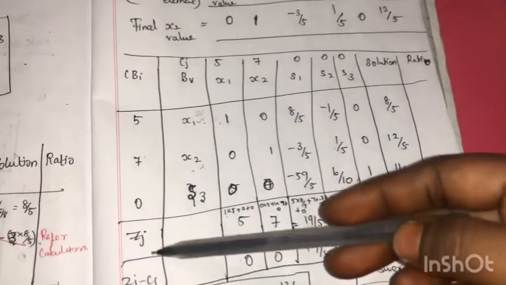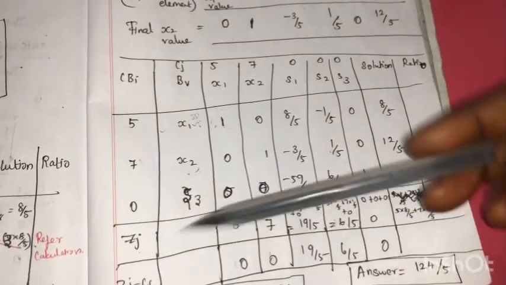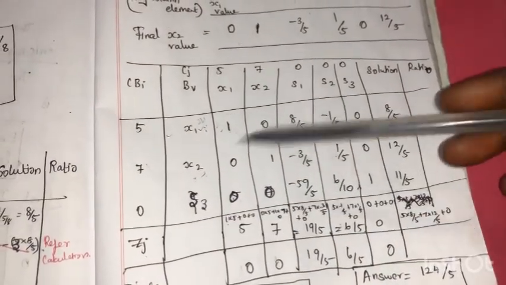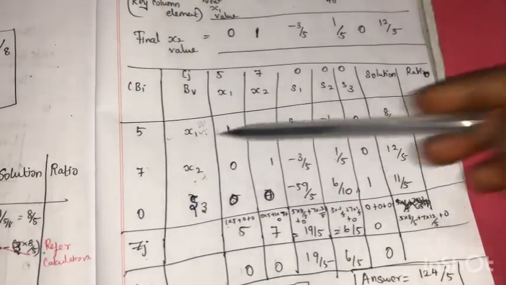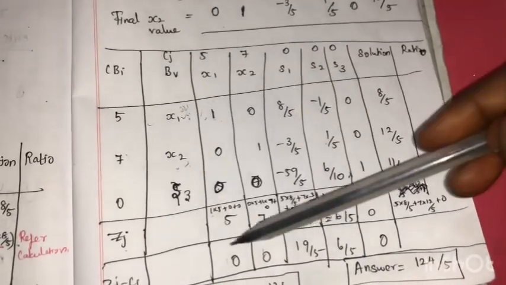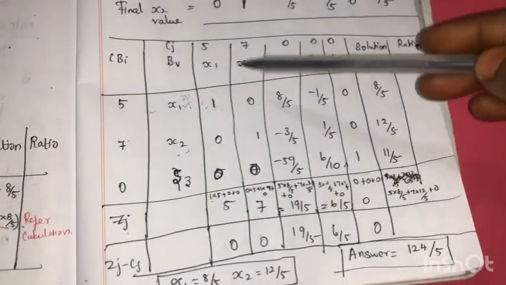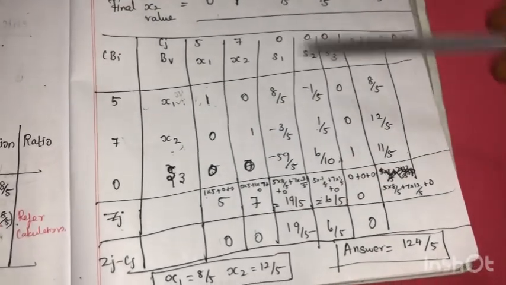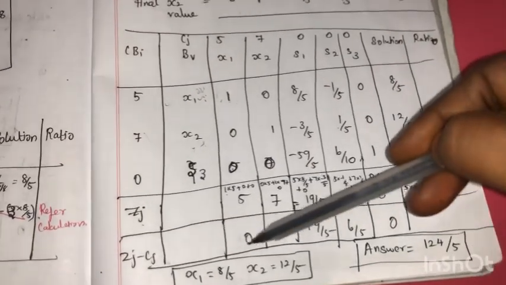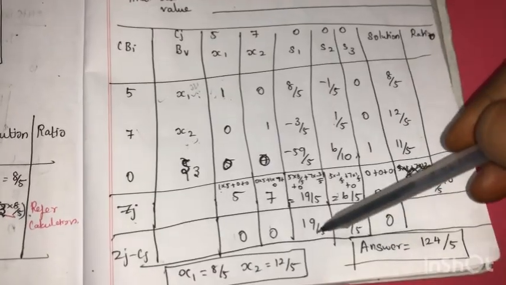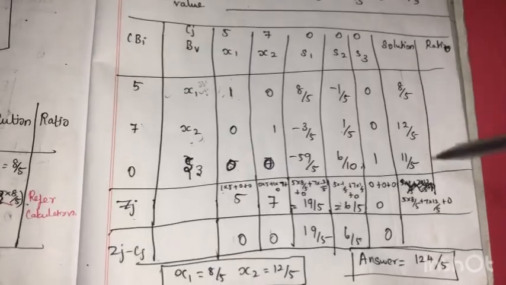Now we find the Zj. Zj, as you already know: 1 into 5 plus 7 into 0 plus 0 into 0, you get 5. Likewise for this, 5 into 0 plus 7 into 1 plus 0 into 0, you get 7. Likewise for this one, 5 into 8 by 5, and so on, we got some values. Then Zj minus Cj means 5 minus 5, 7 minus 7, 19 by 5 minus 0. So we got this here. Looking at Zj minus Cj, there is no negative value. So we have to stop our iteration here and find the solution.